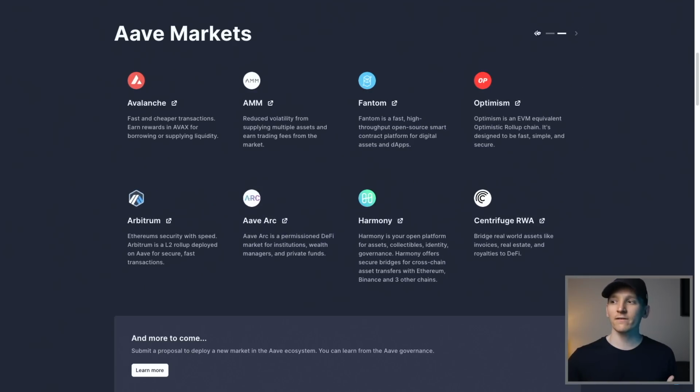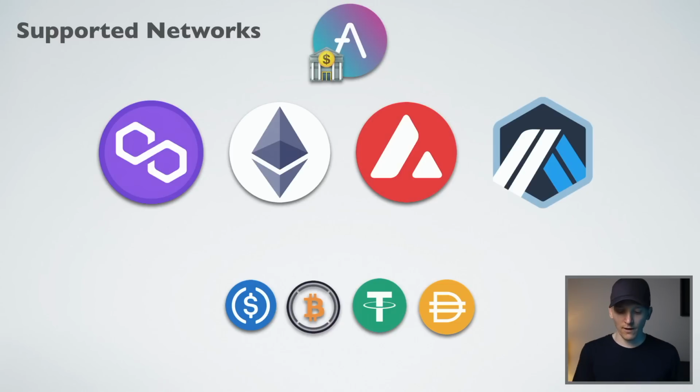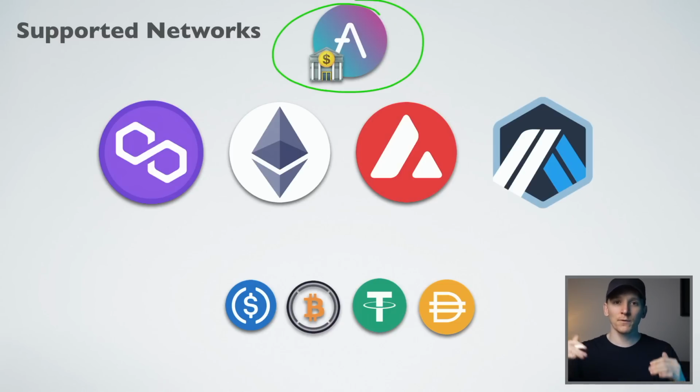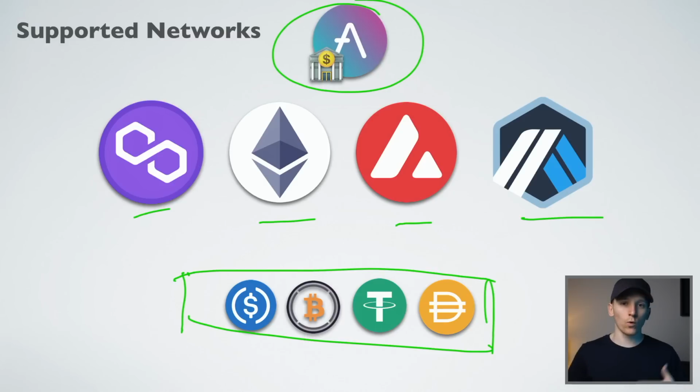Aave Arc is the institutional market where institutions will go and trade. That has to be different because they use KYC. But what you can see is that you have Aave, which sits on top of other networks. These are the networks right here. All of them have slightly different risks in terms of how decentralized they are, but I'm sure you know all of these. And then you have the assets down here, which can be on all of the different networks.